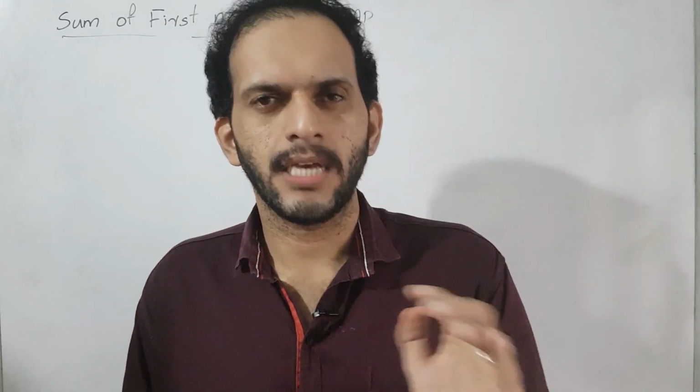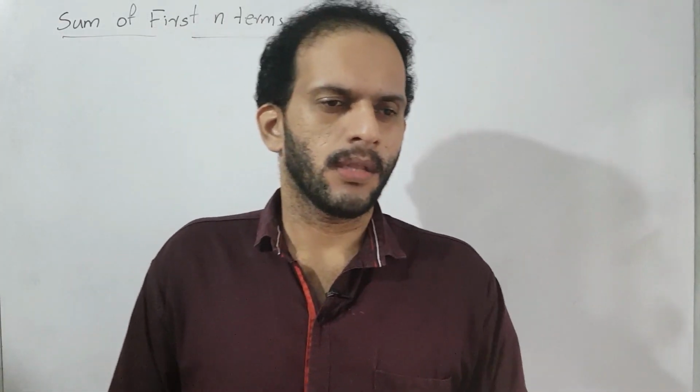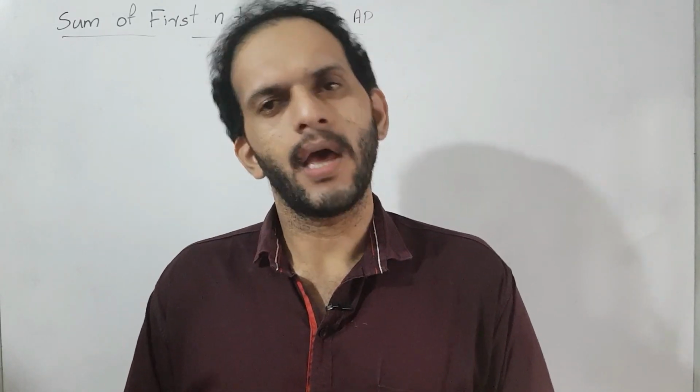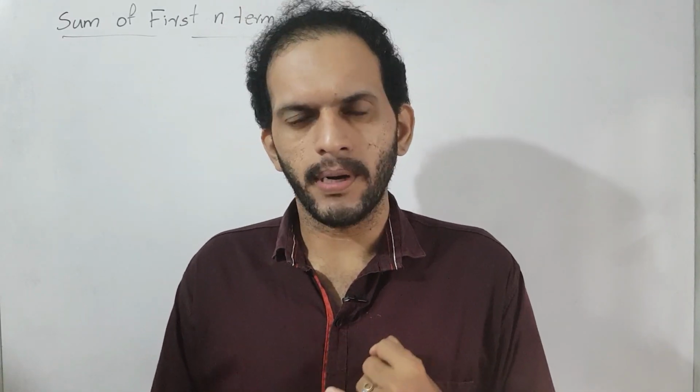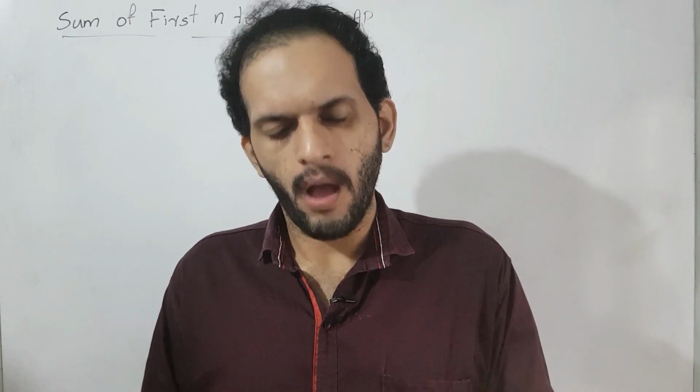Today we go to the next part of the chapter, that is the sum of first n terms of an AP. We already know how to find the nth term of an AP, how to find the common difference, the number of terms n, and the first term by using the equation an is equal to a plus n minus 1 into d.